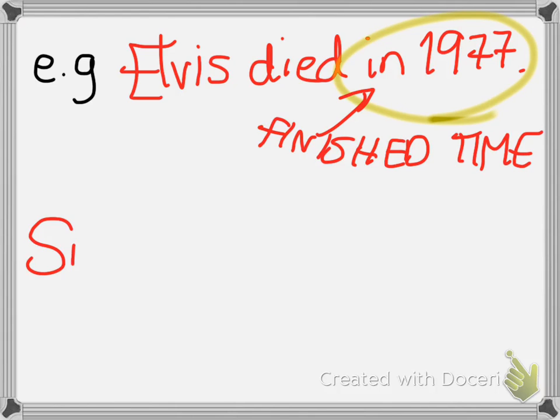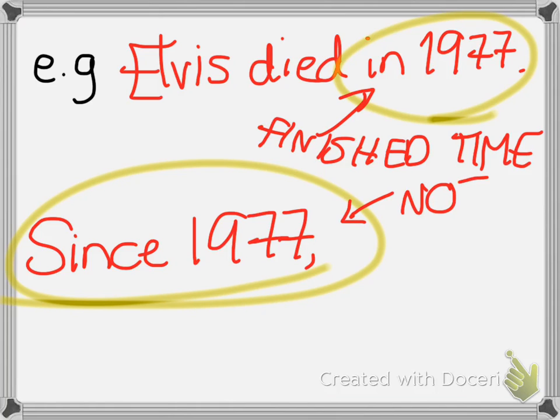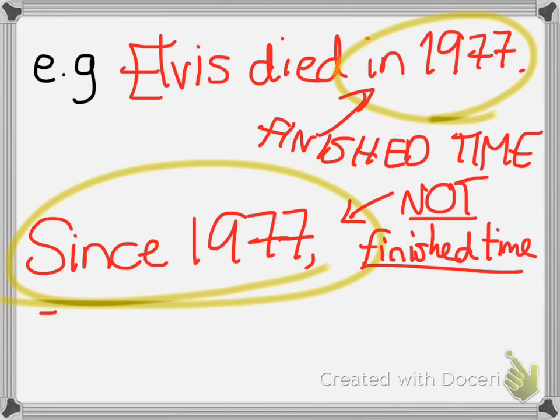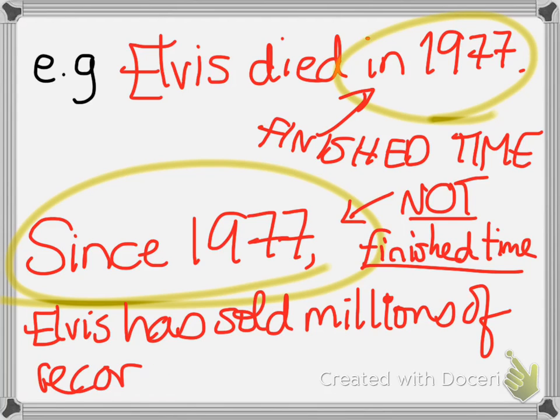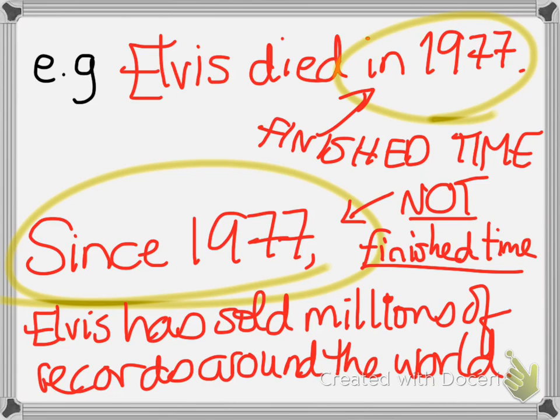If I'm talking about the past, with past simple I'm talking usually about things that started in the past, finished in the past, won't occur again, and don't have a connection to now. So if I say Elvis died in 1977, that's finished time and finished action. But if I say since 1977, I'm not talking about finished time because 1977 was the beginning point until now. That's why it's called present perfect in English. Technically, it's a present tense, it's not a past tense.